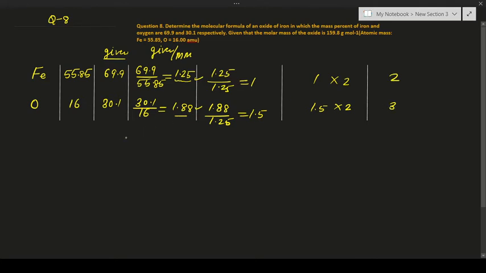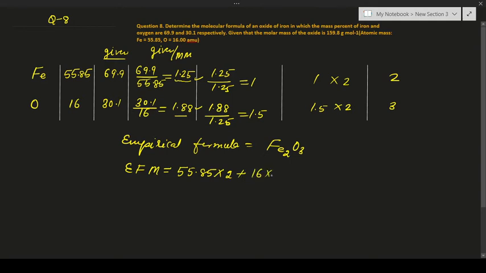So from here we get that the empirical formula is Fe2O3, and the empirical formula mass equals 55.85 into 2 plus 16 into 3. After multiplying and solving, we get 159.7 gram per mole.